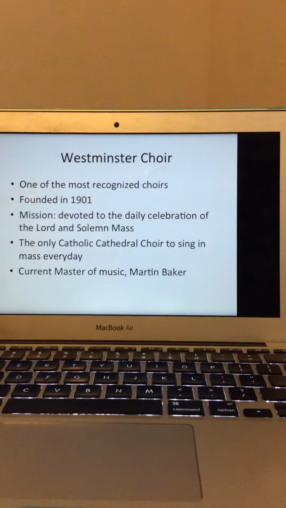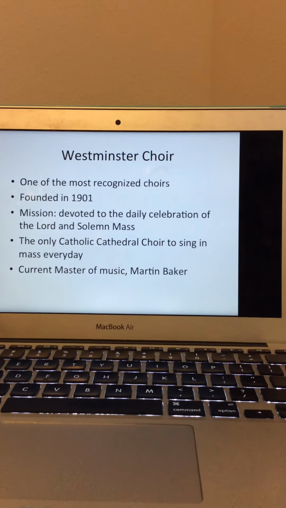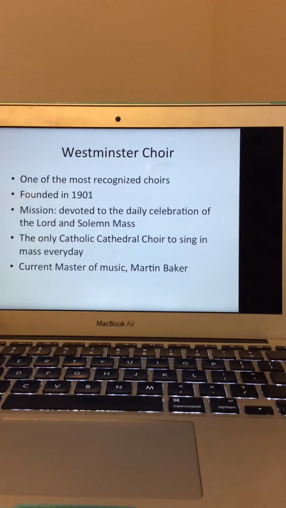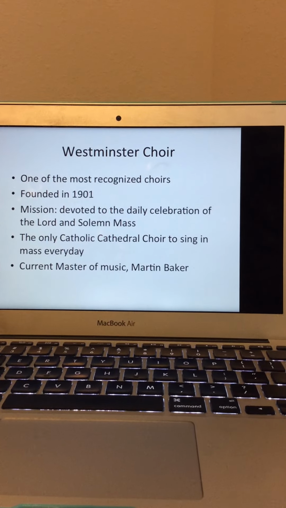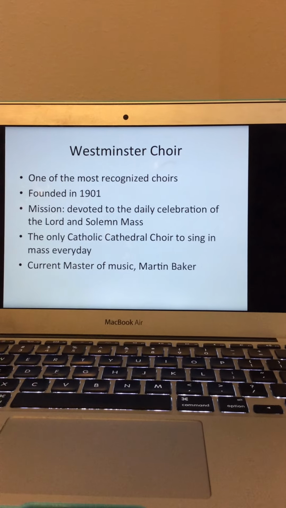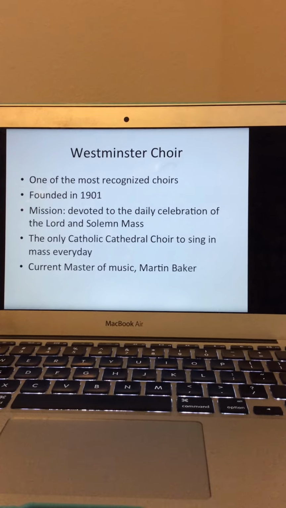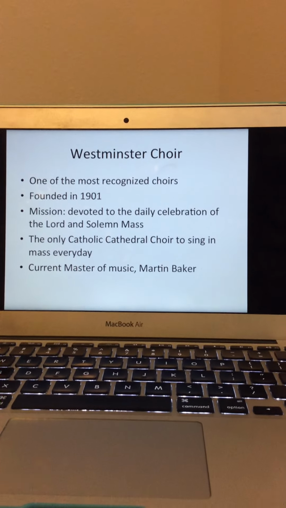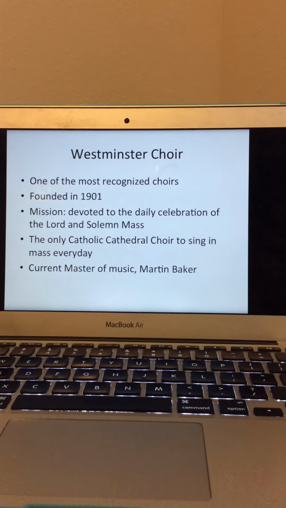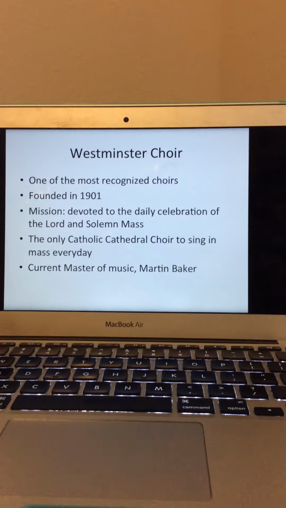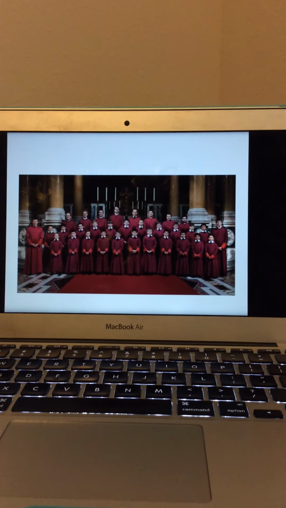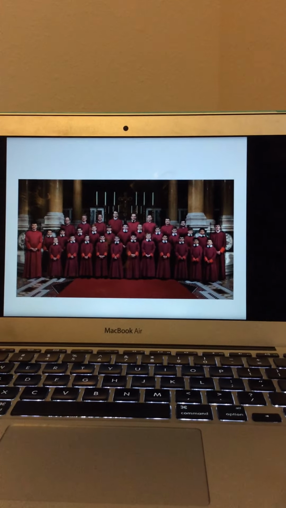The Westminster Choir is one of the most recognized choirs, founded in 1901. The mission is devoted to the daily celebration of the Lord and solemn Mass. It is the only Catholic cathedral choir to sing Mass every day, and the current master of music is Martin Baker. And here is a picture of the current choir.